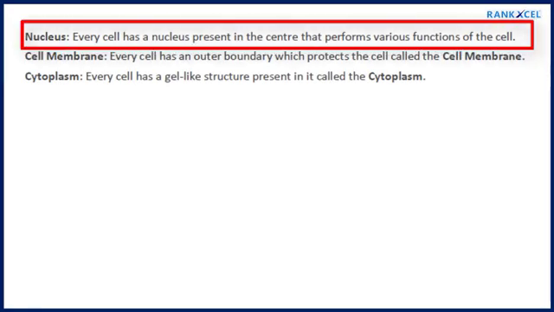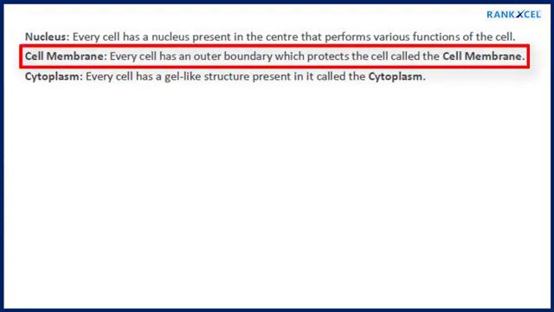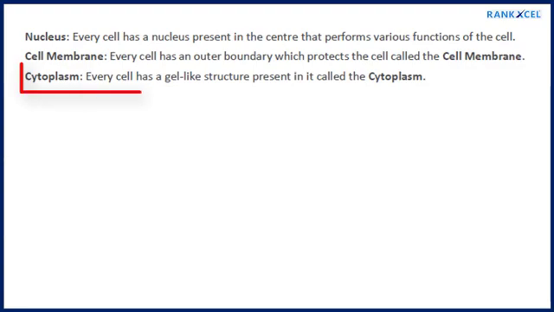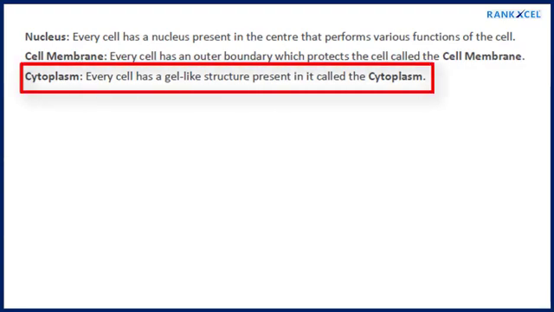Nucleus. Every cell has a nucleus present in the center that performs various functions of the cell. Cell membrane. Every cell has an outer boundary which protects the cell called the cell membrane. Cytoplasm. Every cell has a gel-like structure present in it called the cytoplasm.